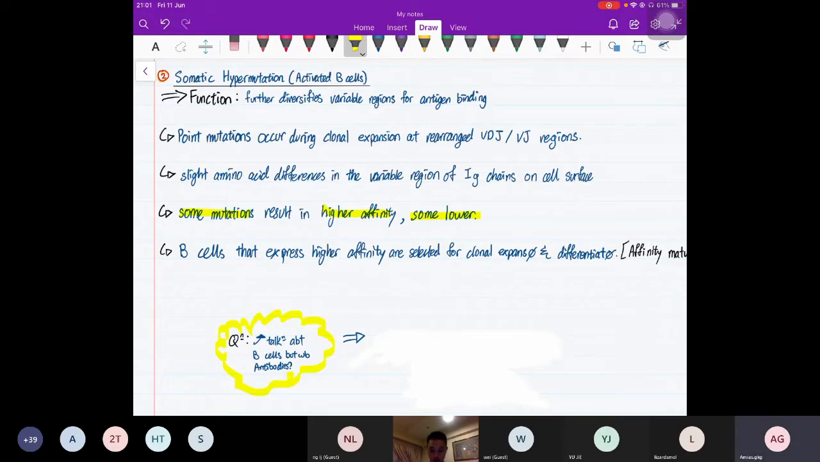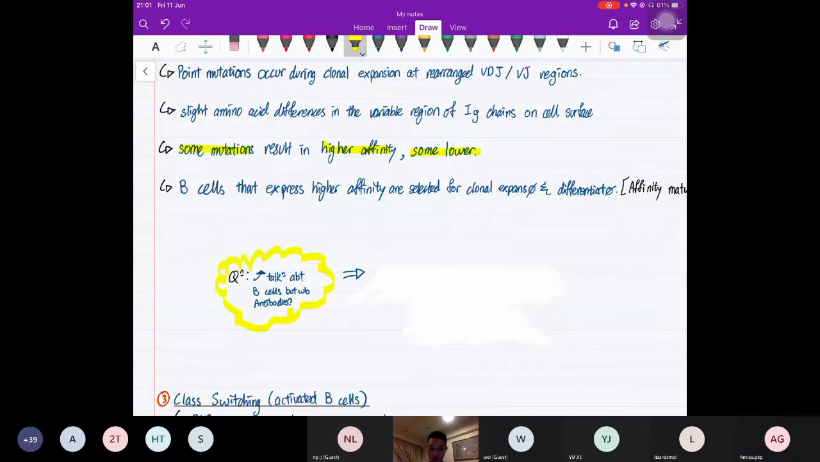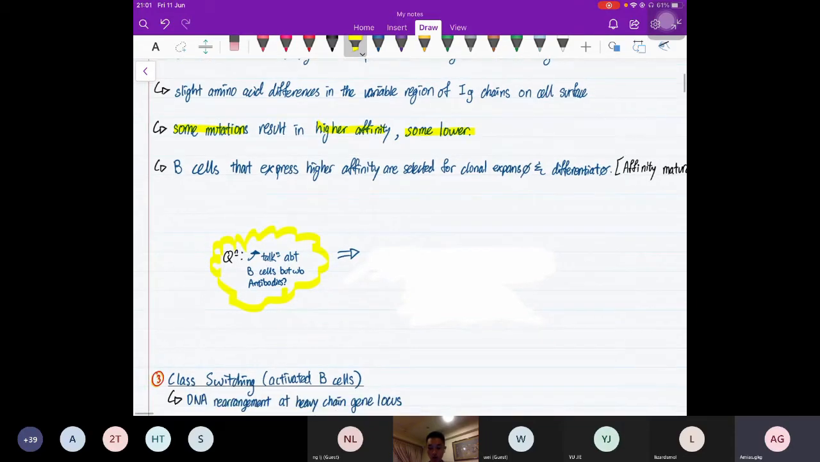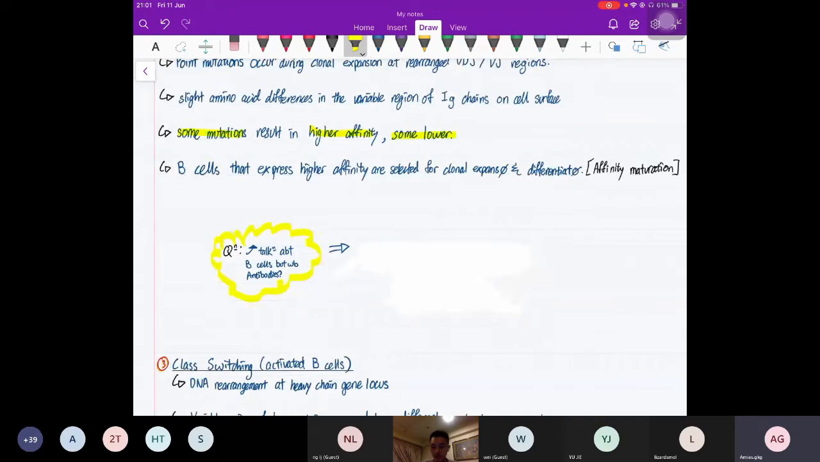After this, your B cells that express higher affinity. Now we use B cells because we're talking about the B cell receptors on your B cells. Your B cells that express higher affinity for your antigen are selected for clonal expansion and differentiation. You can think of it like evolution. When we talk about favorable characteristics, they are selected for, and then they are allowed to breed. So this is a similar concept. It's not the exact same concept. It's not natural selection working out here, but it's similar to that. That's how you can understand it better.